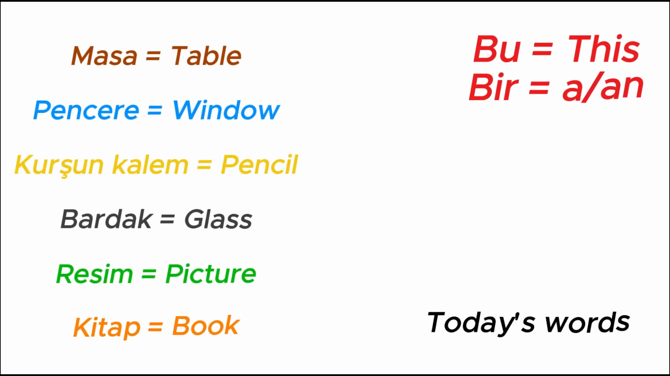Alright guys, so let's review all the vocabulary that we learned in this lesson. Masa, pencere, kurşun kalem, bardak, resim, kitap. Bu bir. Bu bir masa. Bu bir pencere. Bu bir kurşun kalem. Bu bir bardak. Bu bir resim. Bu bir kitap.